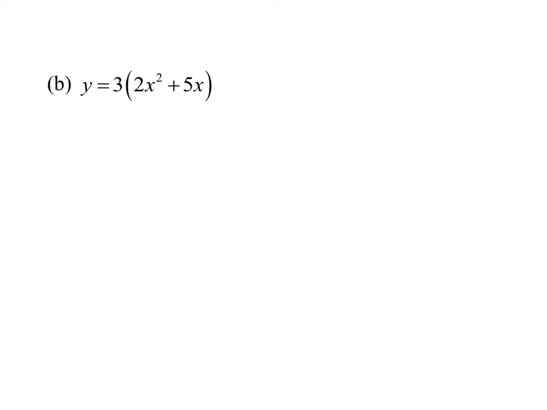Well, example B, you could see this as a product. You could see it as the first function being 3, but then notice the derivative of the first function is 0. The second function here is 2x squared plus 5x. So the derivative of the second function, 2 times the derivative of x squared, 2 times 2x is 4x. 5 times the derivative of x would be 5 times 1, which is just 5.